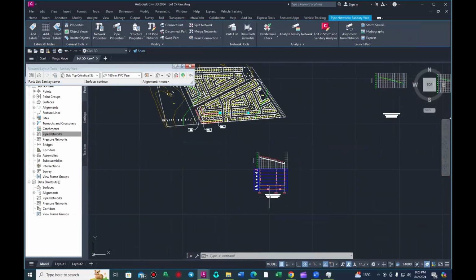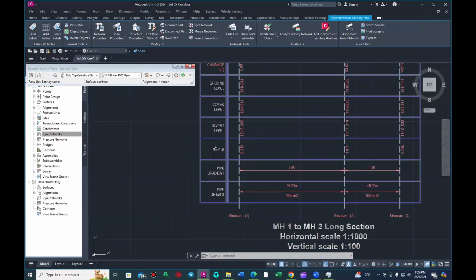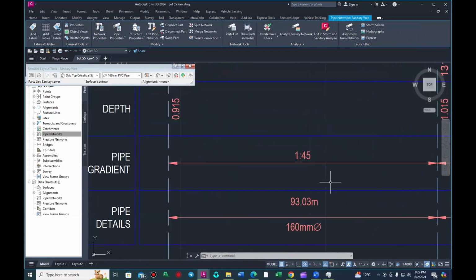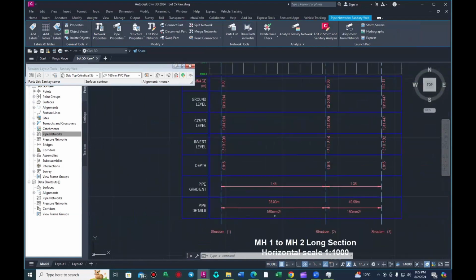If you go to your database, this is called your database set. It has your pipe gradient, your pipe details, your pipe depth, invert level, cover level, ground level. I've got my slope, the length of that pipe, and the pipe diameter as well. This is the information that we then take and feed into the hydraulic design to analyze if this system can reach the cleansing velocity.